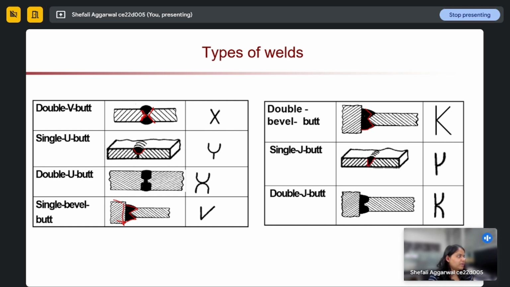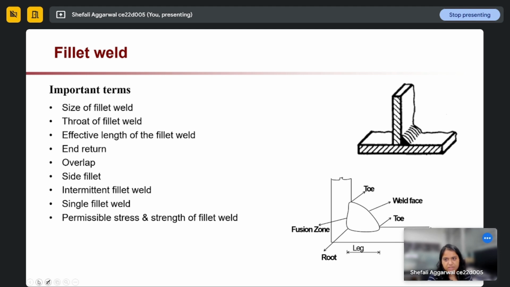In J butt weld, we are making a groove in one plate only, the other plate will be straight, and double J butt weld will be this. Double bevel has only a difference of shape. The shape is a little bit pointy in the case of bevel, and in the case of J, it is curvy. So these are the different types of butt welds depending on their shape. When we go for designing, in this week we have only done designing of fillet weld. So we will quickly see what are the important terms of fillet weld designing.